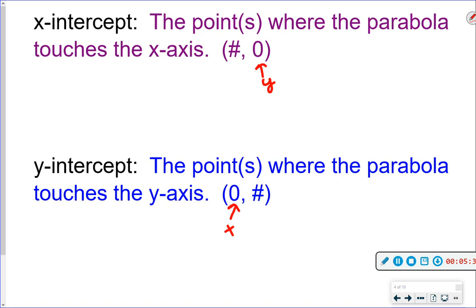Worst part, of course, is my drawing skills today. Story of our lives, right?